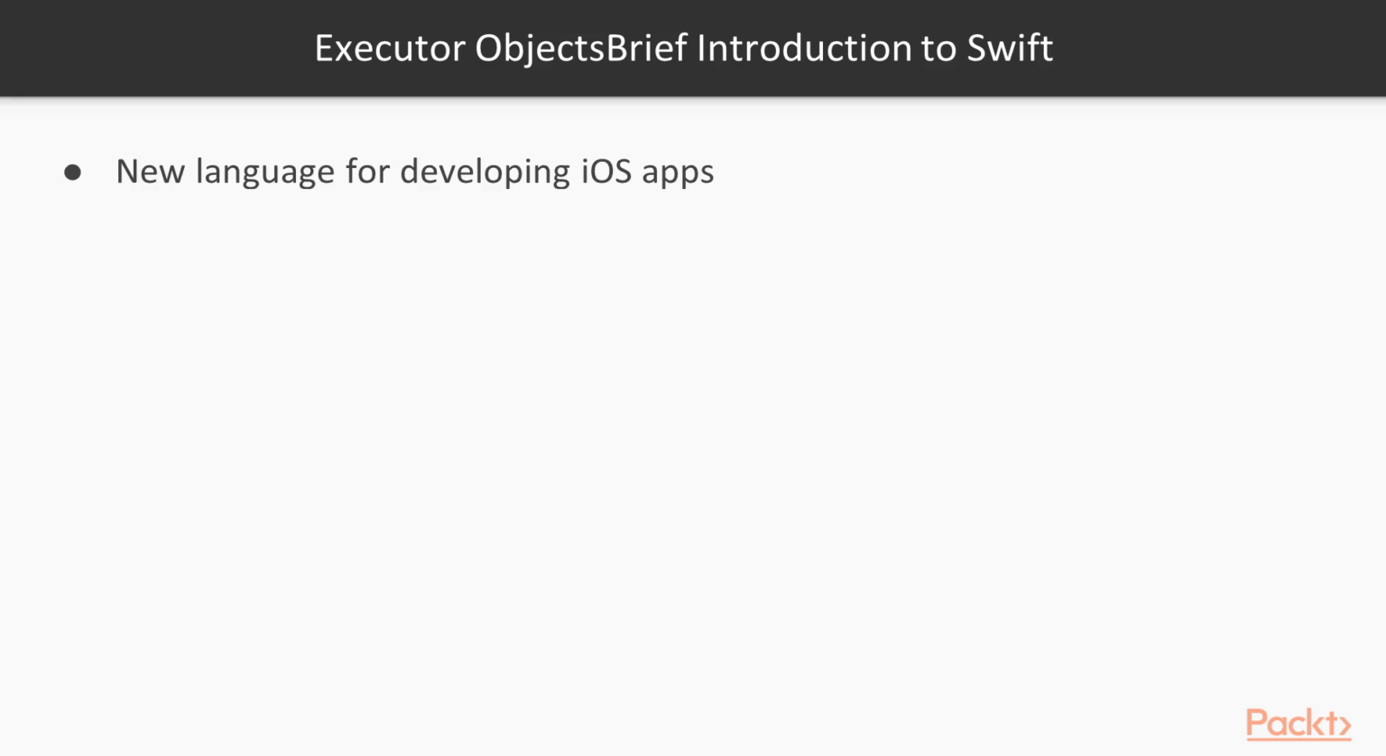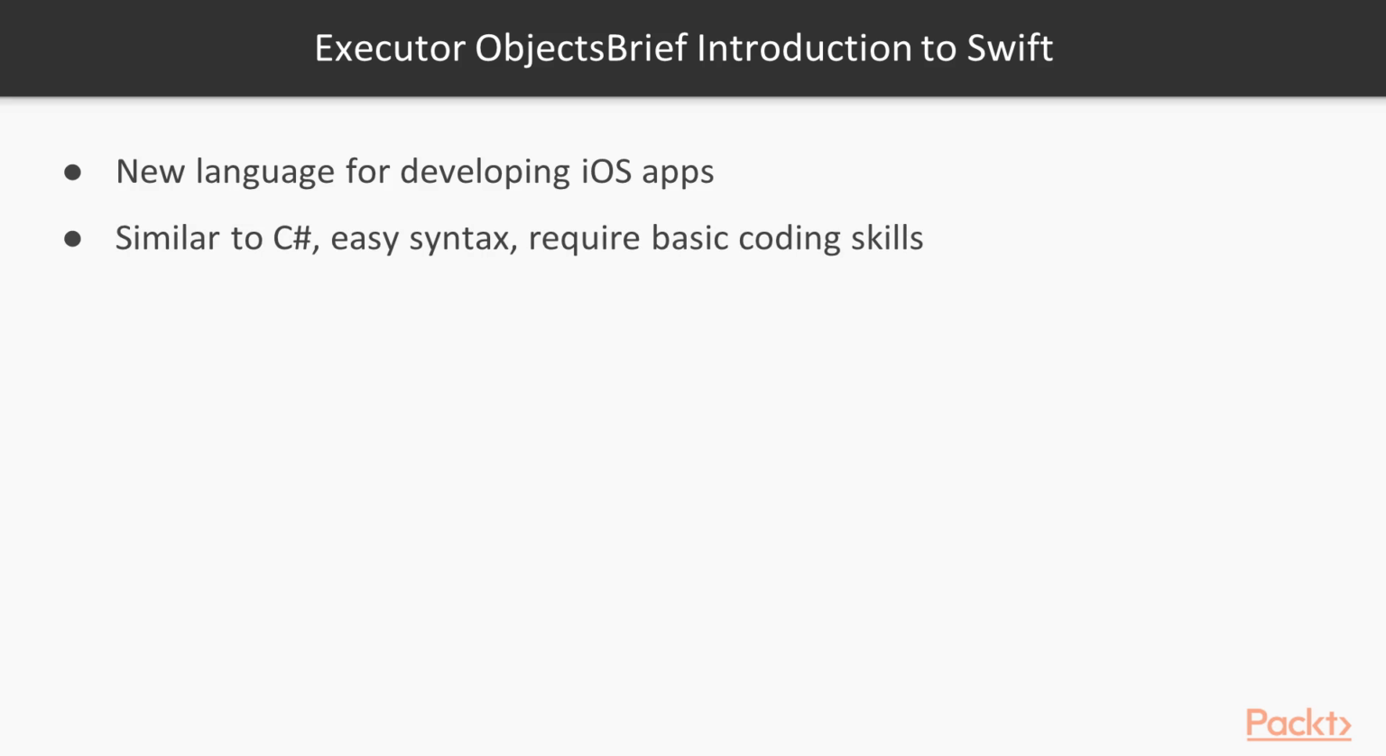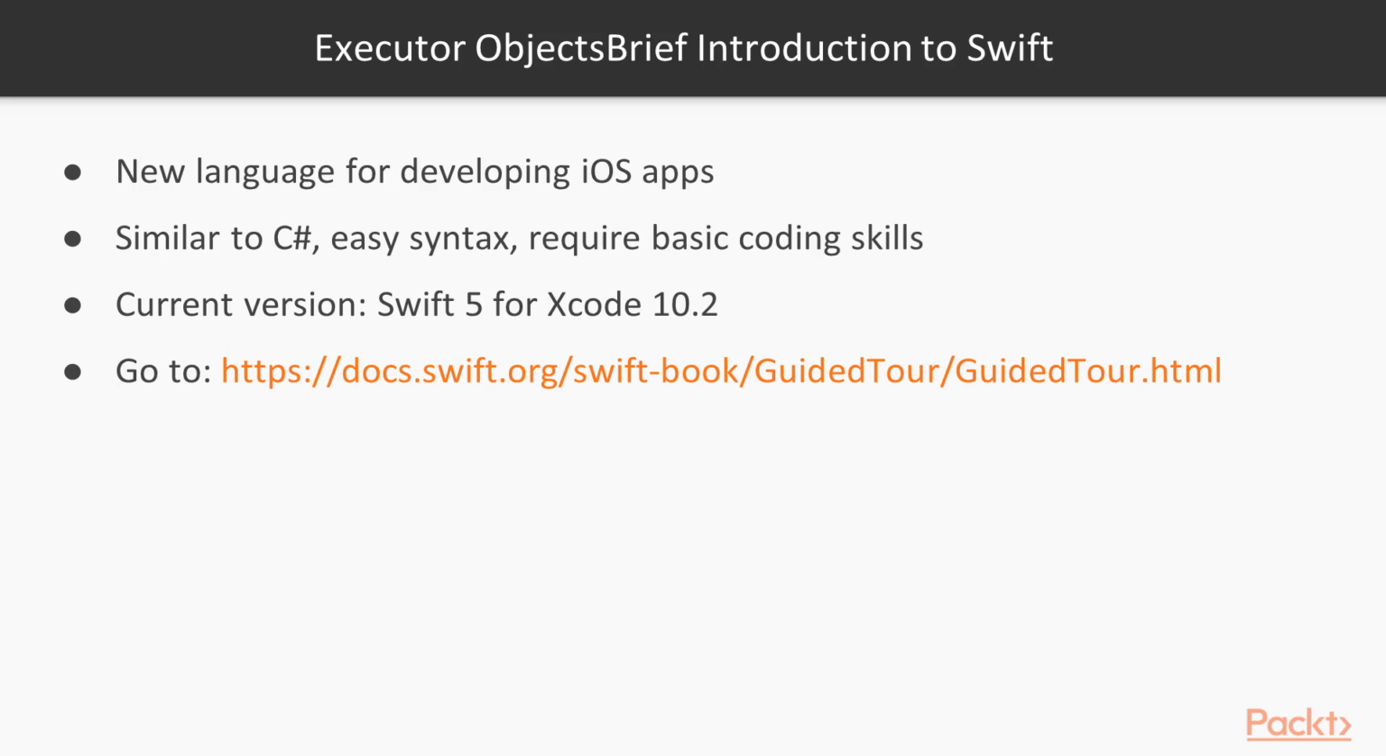Swift is a pretty new language for developing iOS apps. The earlier language used to develop iOS apps was Objective-C. Swift is very similar to C#. It has an easy syntax and requires you to have basic coding skills. The current version of Swift is Swift 5, and that is for Xcode 10.2. For any further details on using Swift, you can go to the official website mentioned in the link.